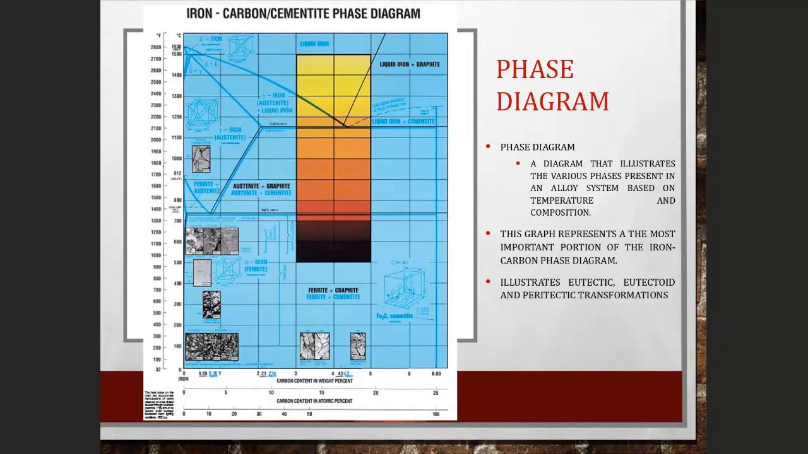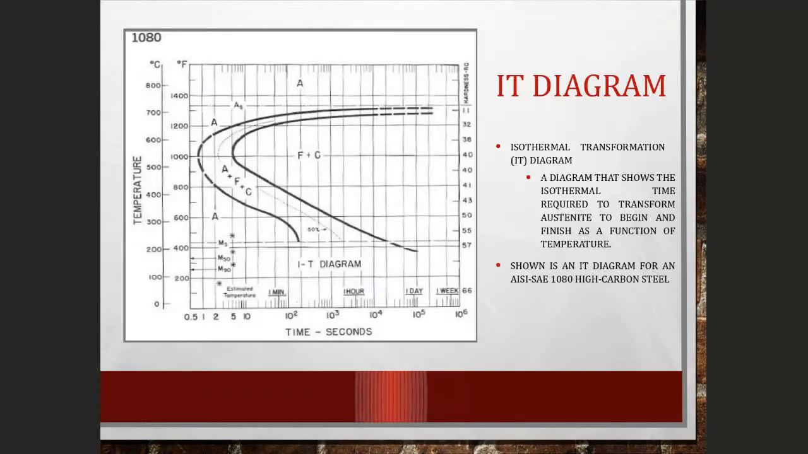So how does this differ from an IT diagram? Well, in this case, I chose an IT diagram for a 1080 steel. These particular diagrams show the time required to transform the austenite from beginning to end as a function of temperature. What we are transforming austenite into is going to be either martensite, bainite, or pearlite. This diagram is for 1080 steel, which is a high carbon steel. This is also known as a eutectoid steel because it's right at about the eutectoid composition of 0.77 to 0.8 weight percent carbon.